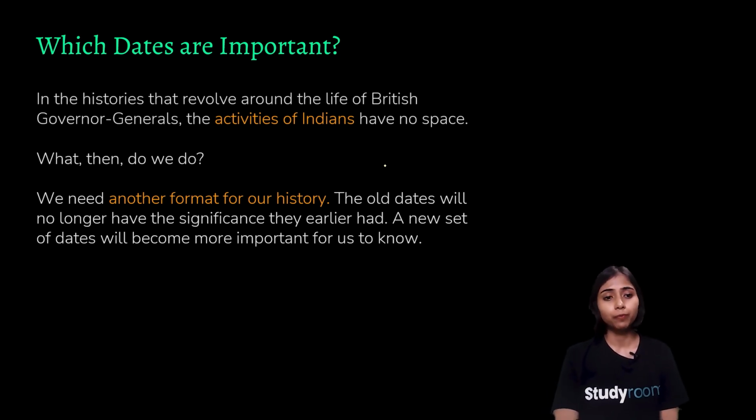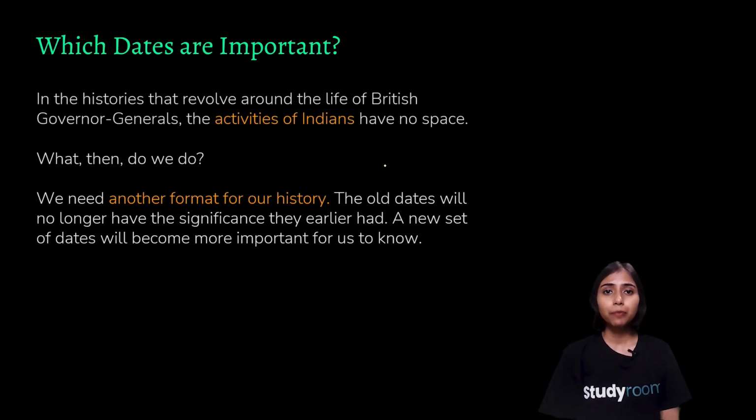What then do we do? We need another format for our history. Of course, we do need to see what was happening from the people's side as well. We do not need only one account. We need certain accounts to formulate what actually is the history during that time. The old dates will no longer have the significance they earlier had. A new set of dates will become more important for us to know.